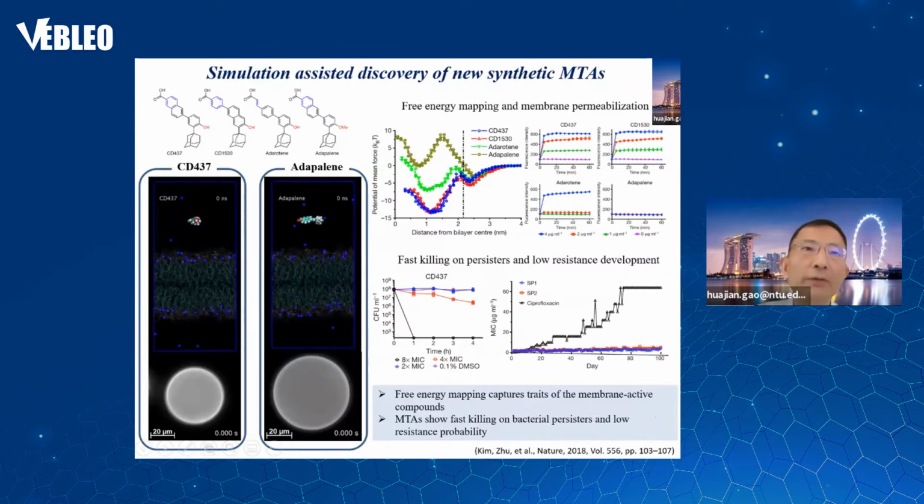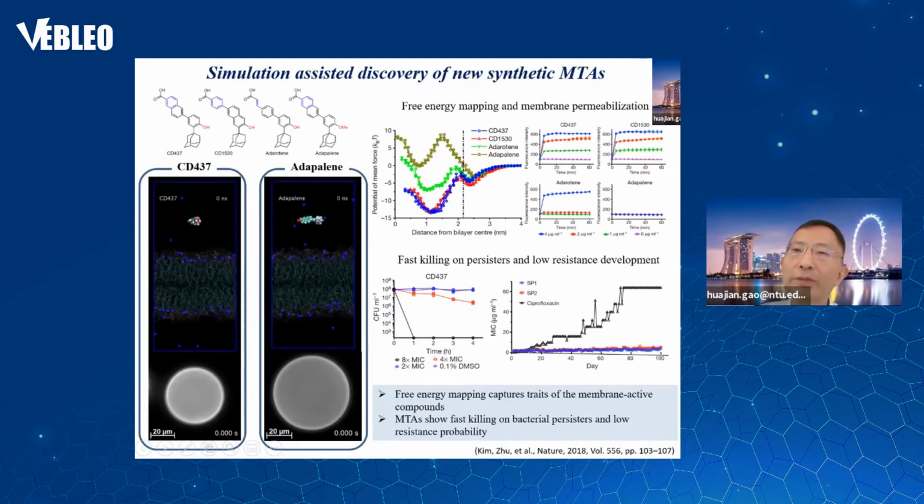And then we actually consider several molecules, CD437, CD1530, aderotin, and adipolene, and we can map out their energy profile. So we predict, right? We predict the blue curve, these two molecules, CD1530 and CD437, are the feasible molecules as the new membrane targeting antibiotic.